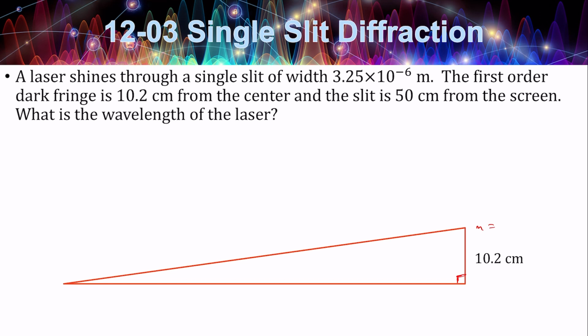So here's m equals 1. Here's the center, m equals 0. And we're 50 centimeters from the screen. So this is the screen over here. This is our slit and our laser shining through our slit. So from there, since it's a right triangle, we can say tangent of our angle is the opposite over the adjacent.